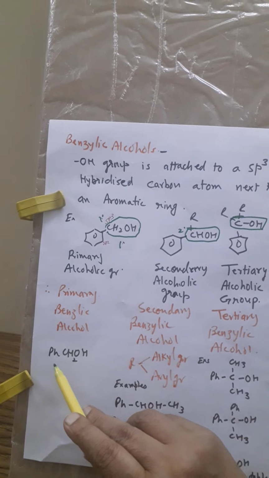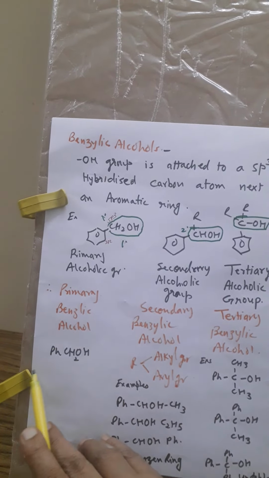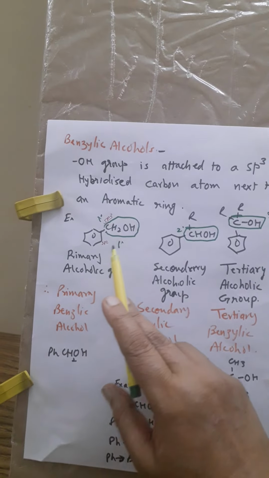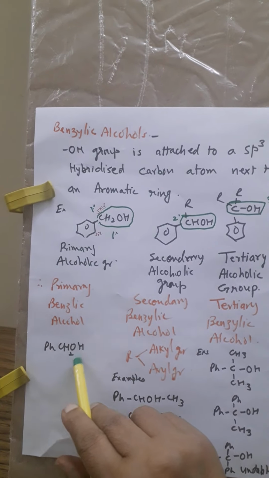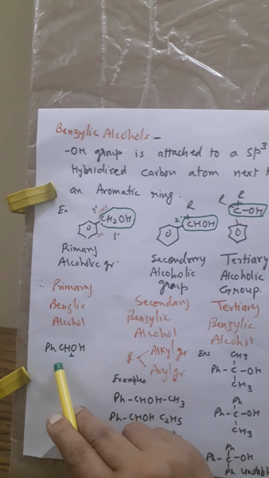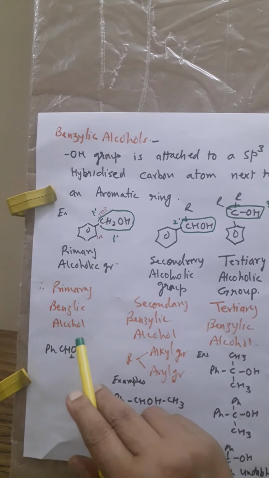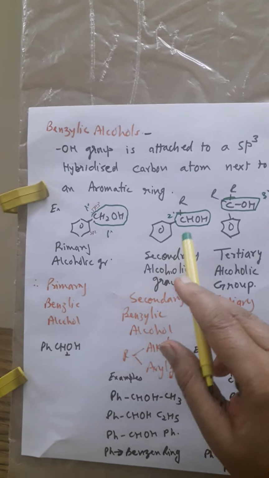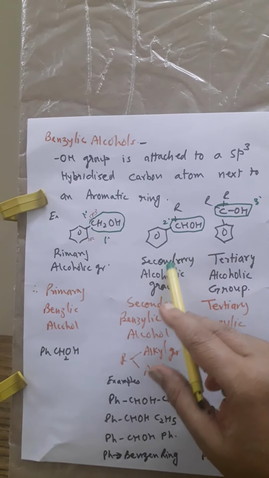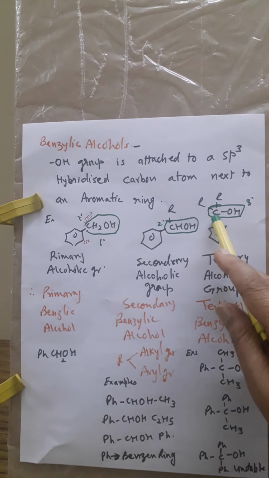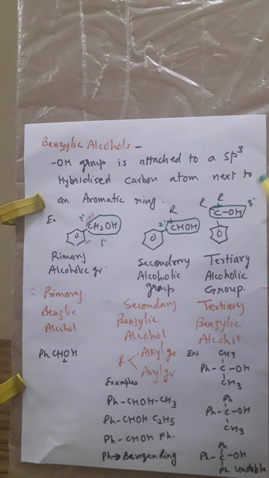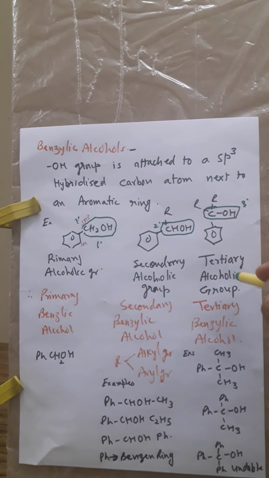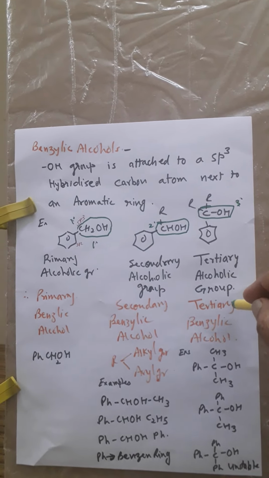Clear? Here I can write PhCH2OH. What does it mean? Ph means benzene ring. I am not writing the benzene ring again and again, that is why I have given the benzene ring the name Ph. PhCH2OH, that is, benzene attached to a CH2OH grouping. It is a primary benzylic alcohol. This is a secondary benzylic alcohol. And this benzene ring with C, OH and two different R groups has a 3 degree carbon atom attached, so it is called a tertiary alcoholic group or tertiary benzylic alcohol.